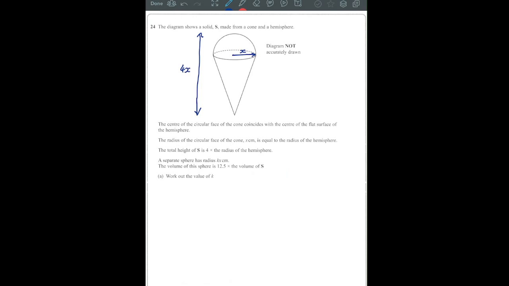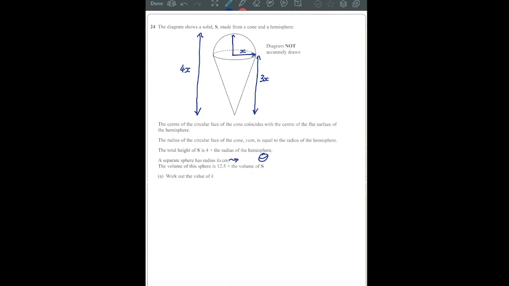Well, actually, before I move on, I'm not going to even keep reading. That bit there is also an x, because that's the radius of the hemisphere. So the height of my cone is going to be 3x. That surely is helpful. A separate sphere has a radius of kx. So I've got another picture somewhere of a sphere with a radius of kx.